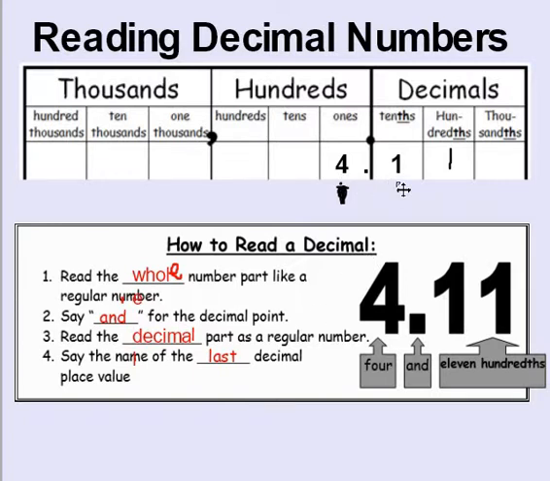And then finally, whatever you have after the decimal point, you'll read that like you normally do. 11 has always been read as 11. And then we say the name of that last decimal place value. So in this case, the 11 ends in the hundredths place. So we would read it as 4 and 11 hundredths.